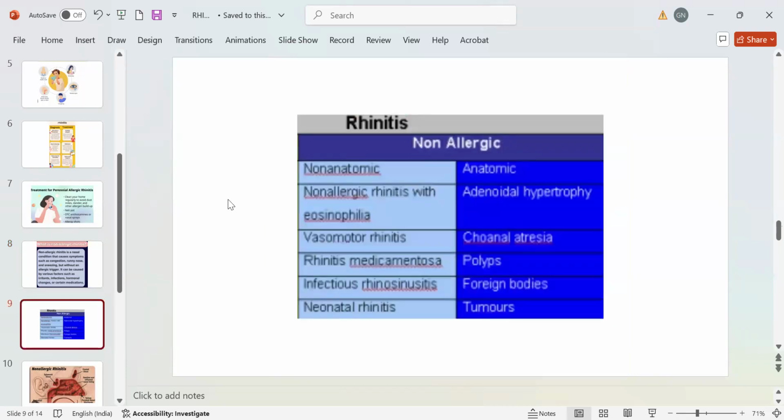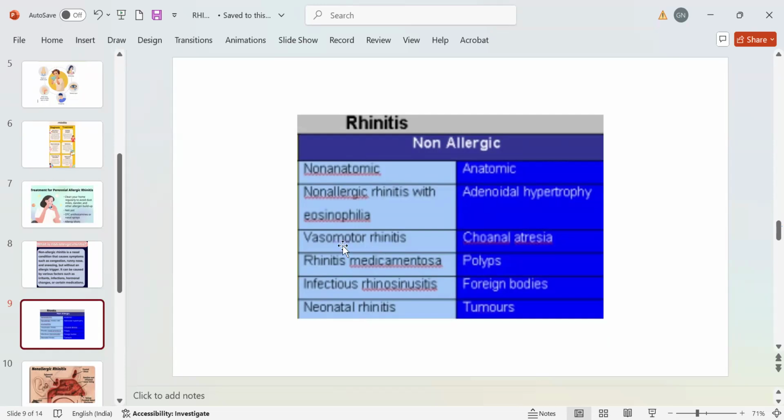In case of non-allergic rhinitis, these are the causes, non-anatomic and anatomic. Adenoid hypertrophy, choanal atresia, polyp, foreign bodies, tumors. They can release some substance that can cause allergic reaction in the nasal cavity. But this is non-allergic, means that it is not because of any triggering factor.